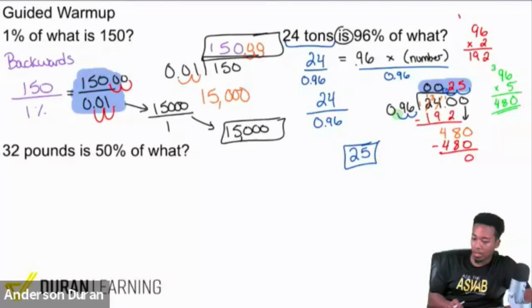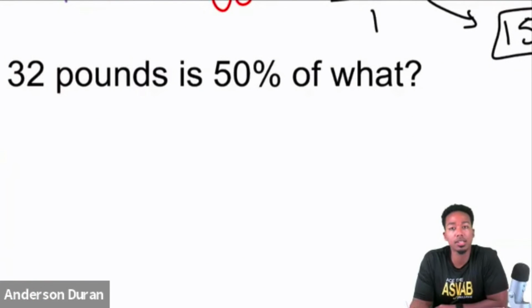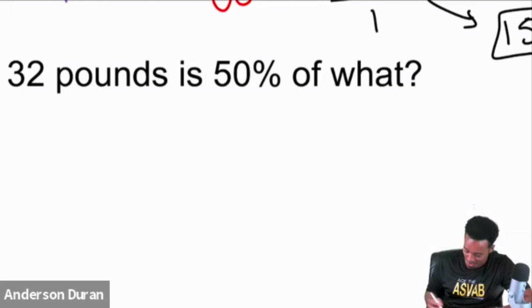But let's look at this problem right here. This doesn't have to be hard. Everybody think about it like this. Everybody, 32 is 50% of what? Everybody, what's the automatic answer going to be? Anybody? Mario, correct. 64. Let me go ahead and show you why.